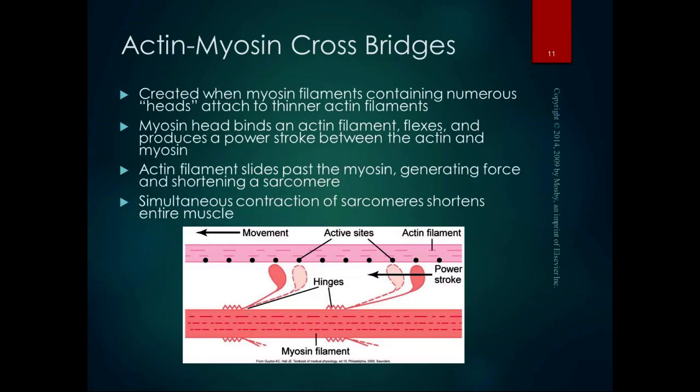So actin myosin cross bridges are created when myosin filaments, which have those little heads, the little thing that looks like a golf club in the depiction of the sarcomere, attach to those thinner actin filaments. The myosin head binds an actin filament, makes that cross bridge. The head flexes and produces a power stroke between the actin and myosin, causing that contraction. The actin filament slides past the myosin, it generates force and shortens the sarcomere. So simultaneous contraction of sarcomeres shortens the entire muscle. So that's our classic concentric contraction, if you want to think of it that way.